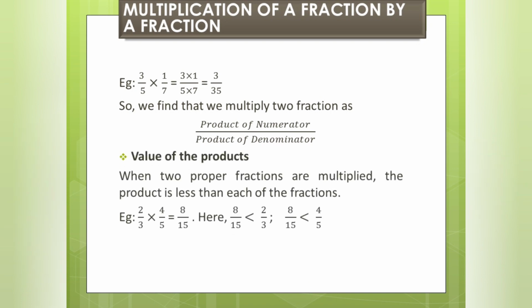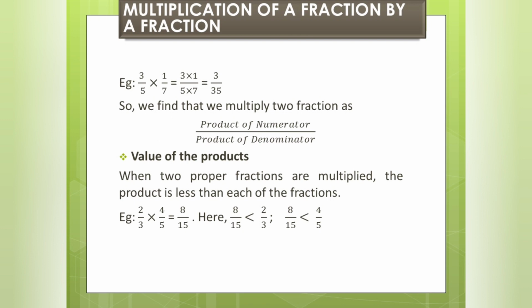Next, let us find out the value of the product. When two proper fractions are multiplied, the product is less than each of the fractions. Let us see an example. First one, 2/3 multiplied by 4/5. So we will get the answer 4 2s are 8, 5 3s are 15.